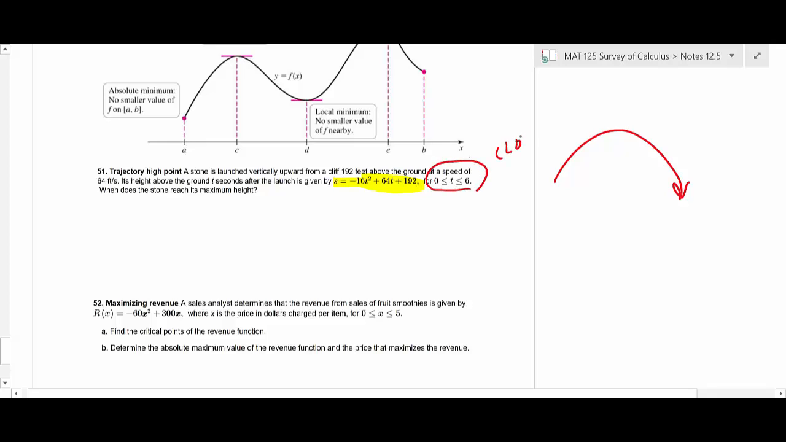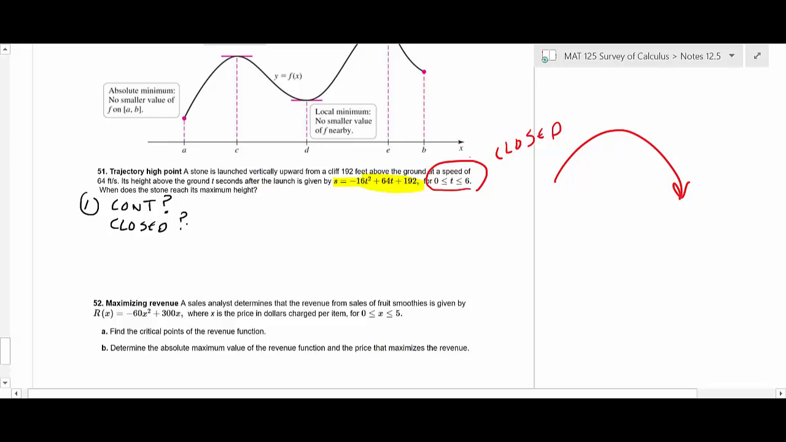That's pretty important. Okay, and then what we're going to do is we're going to find when the stone reaches its maximum height. So we're going to do this by finding an absolute max and min. Okay, so we're just going to follow the same procedure we just did. We're just attaching this to some application. Okay, the first thing is you want to ask yourself 2 questions. Is the function I gave you continuous? And is it a closed interval? That's important.